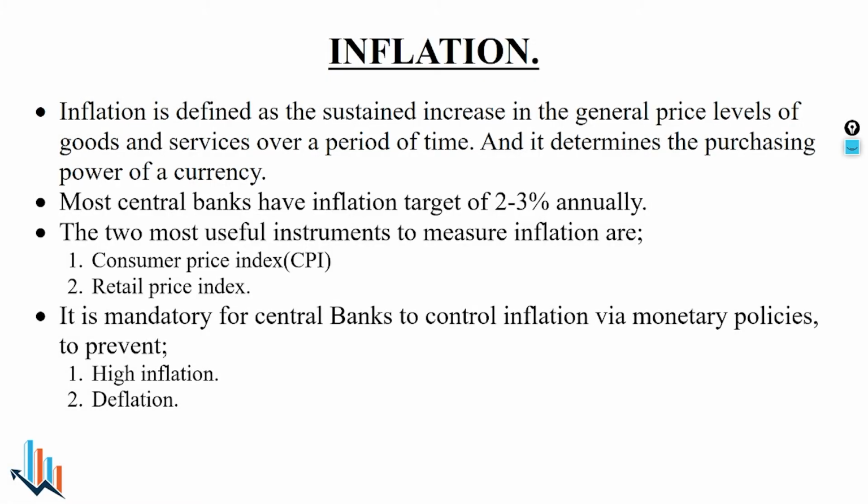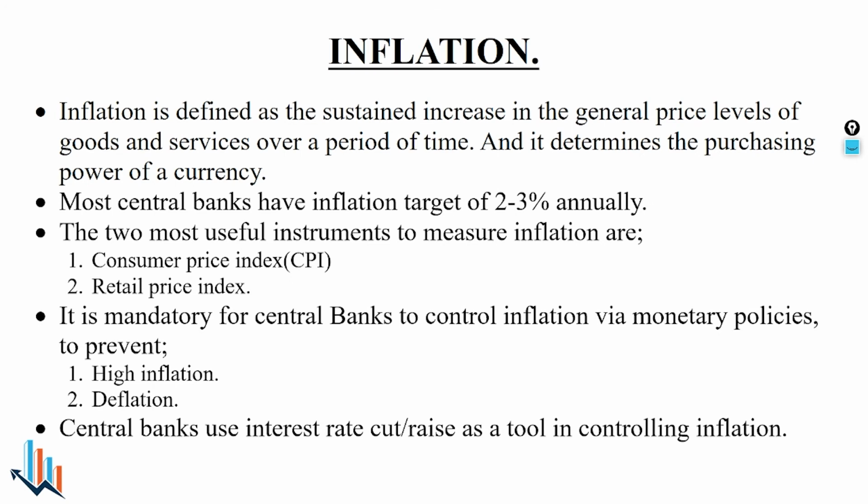The next point says that it is mandatory for central banks to control inflation via monetary policies to prevent high inflation and also to prevent deflation. In this sense, government and central bank want just enough inflation in the economy, not too much, which will lead to inflation getting out of hand, and not too little, that will lead to stagnation of inflation below 2%. Central banks use interest rate cuts or rises as a tool in controlling inflation. In our subsequent slides, we are going to talk about how this is done by the central banks.